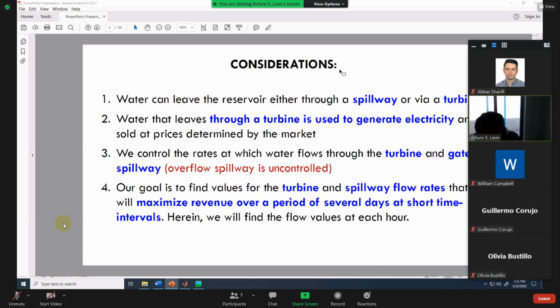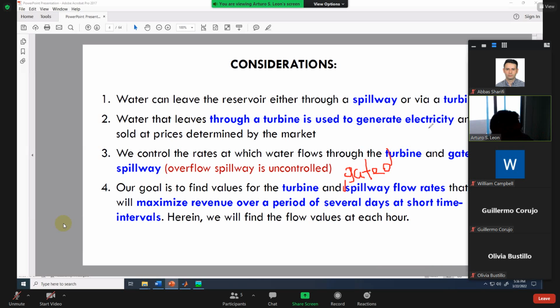Okay, so in this lecture, guys, we are interested in finding the optimal values for the turbine and for the spillway flow rates. Maybe I forgot to mention, I should say here, this should be for the gated spillway flow rate, right? Because that's the flow I can control. The spillway overflow that goes above the spillway, I cannot control.